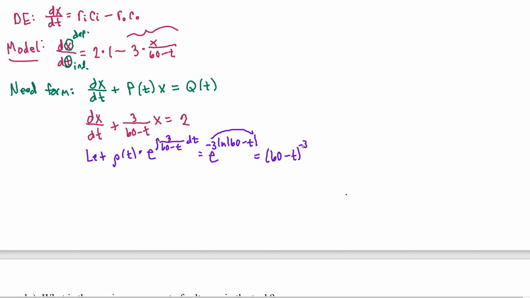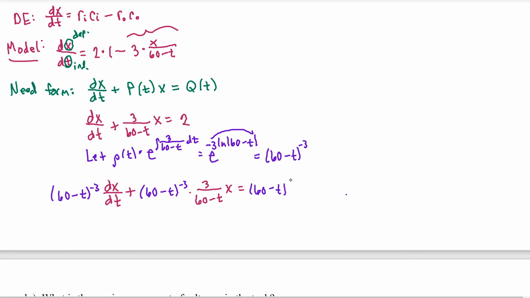So we're going to apply that to all three terms of our differential equation. So we have 60 minus t to the negative 3 times dx over dt plus integrating factor 60 minus t to the negative 3 times 3 over 60 minus t x equals integrating factor 60 minus t to the negative 3 times 2.